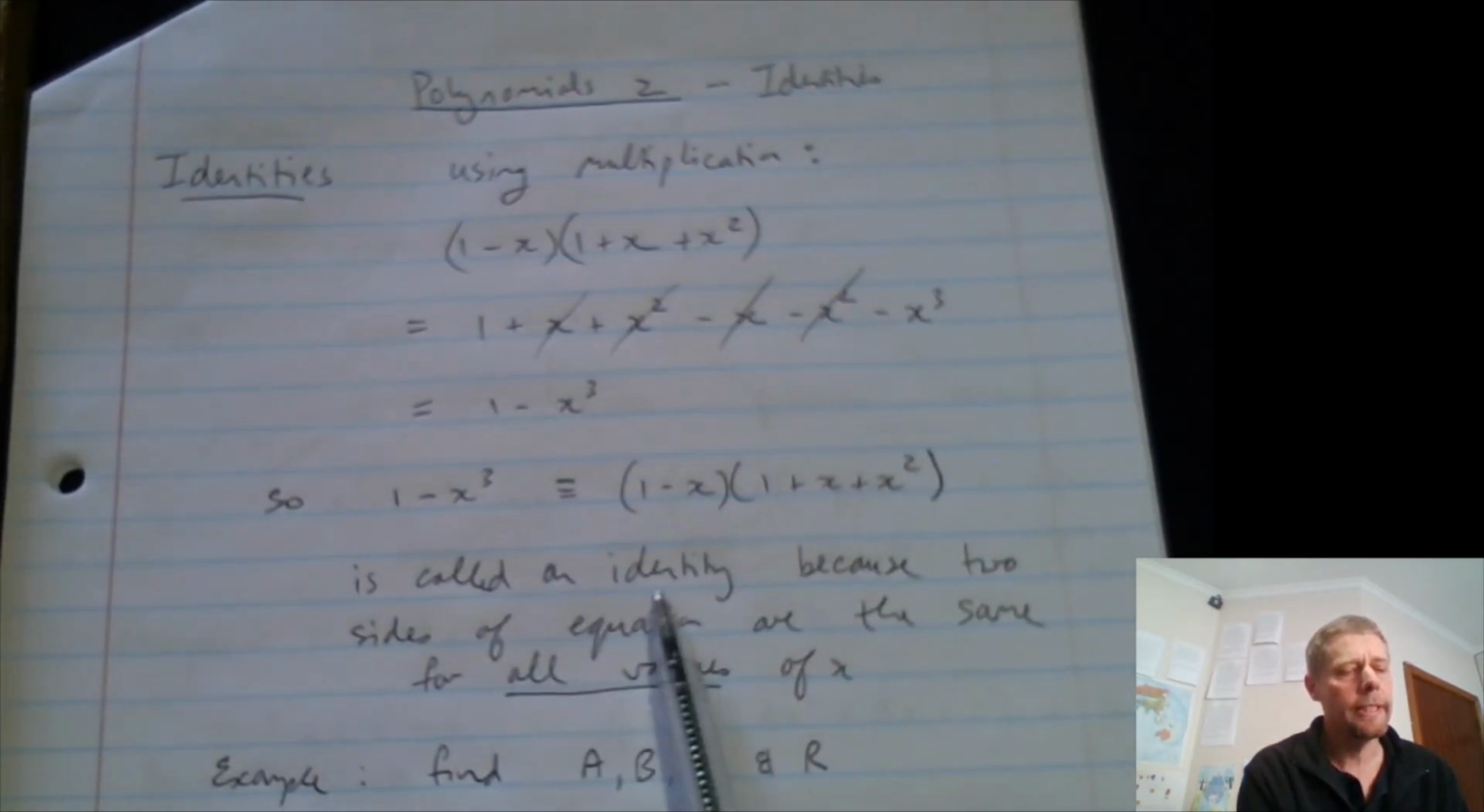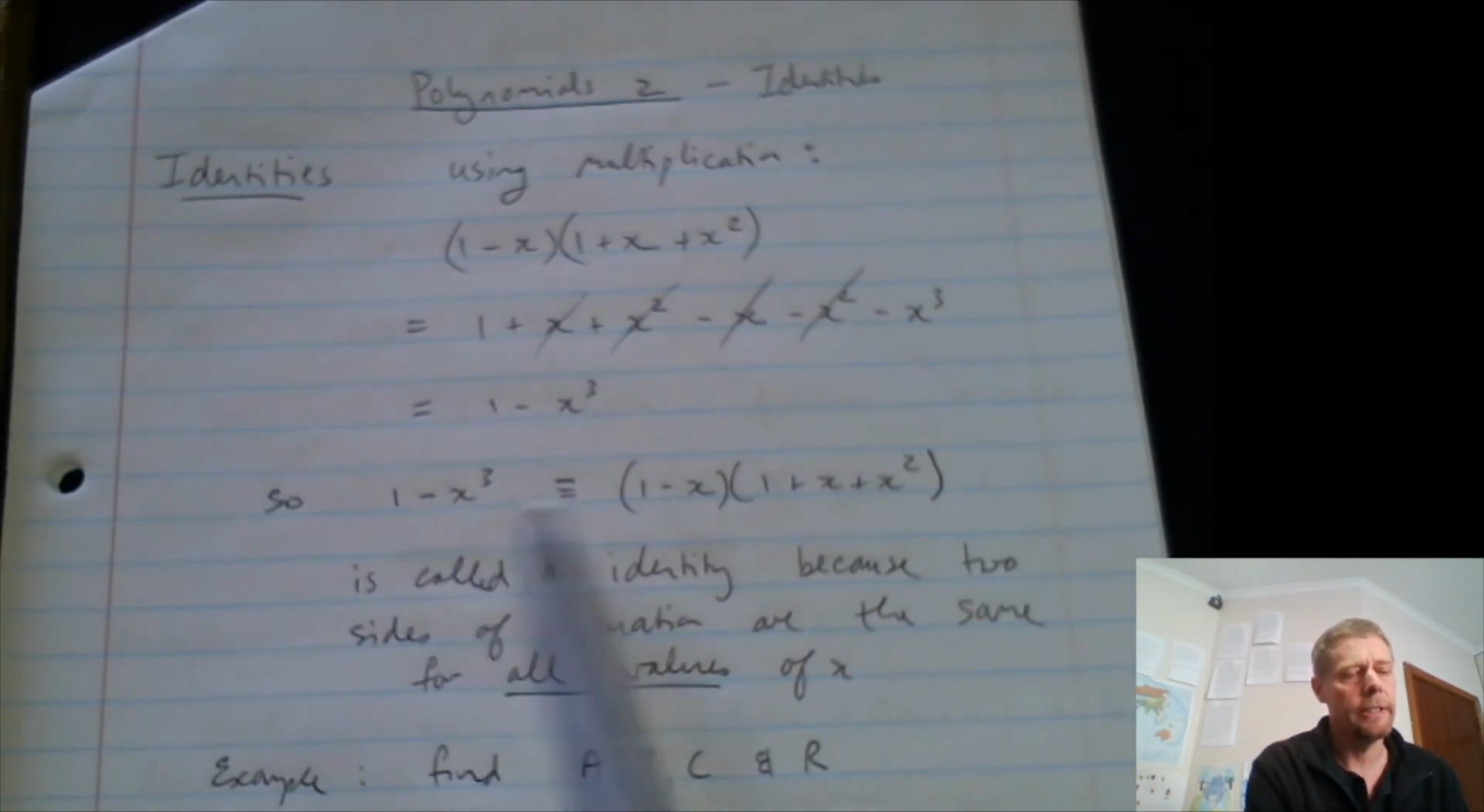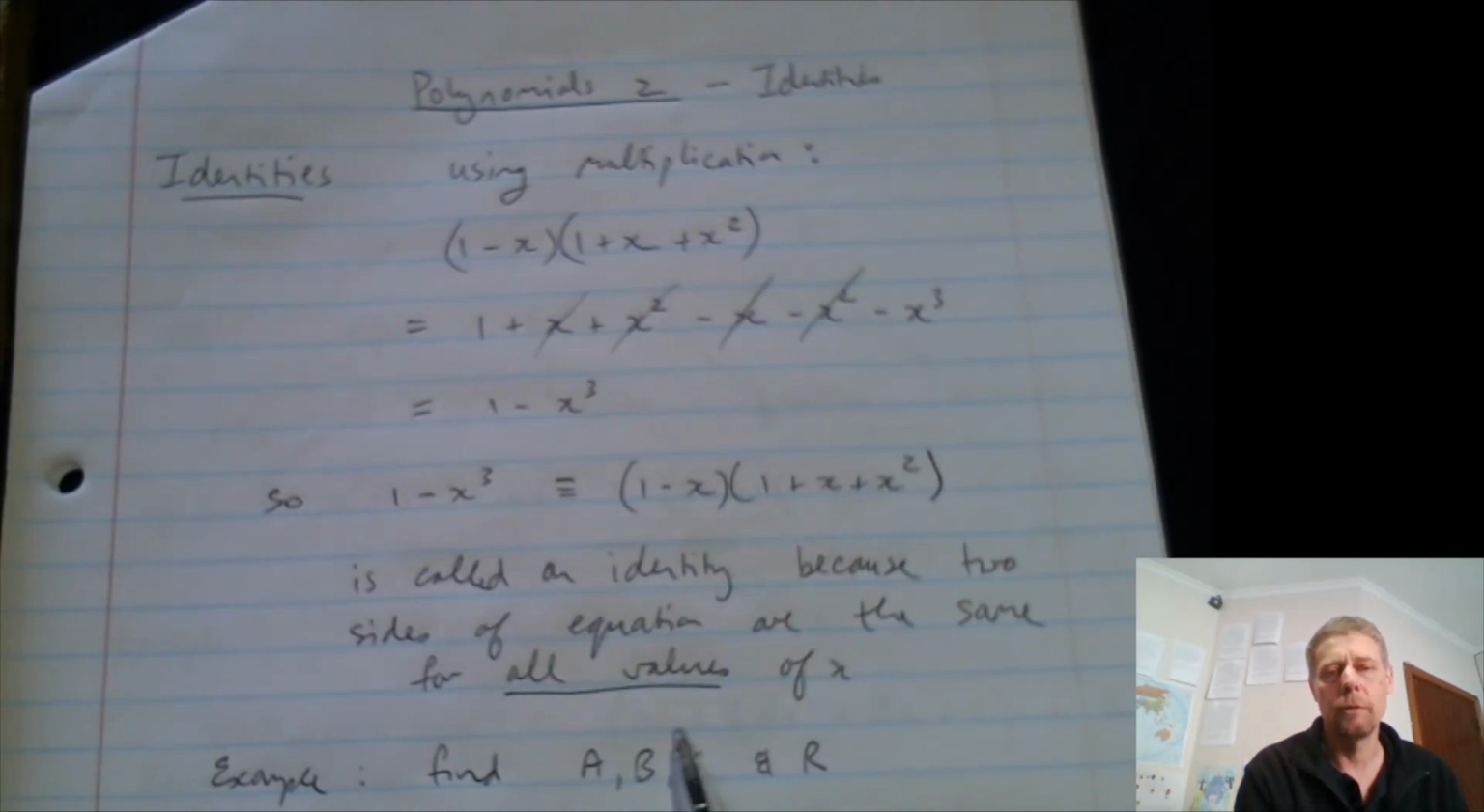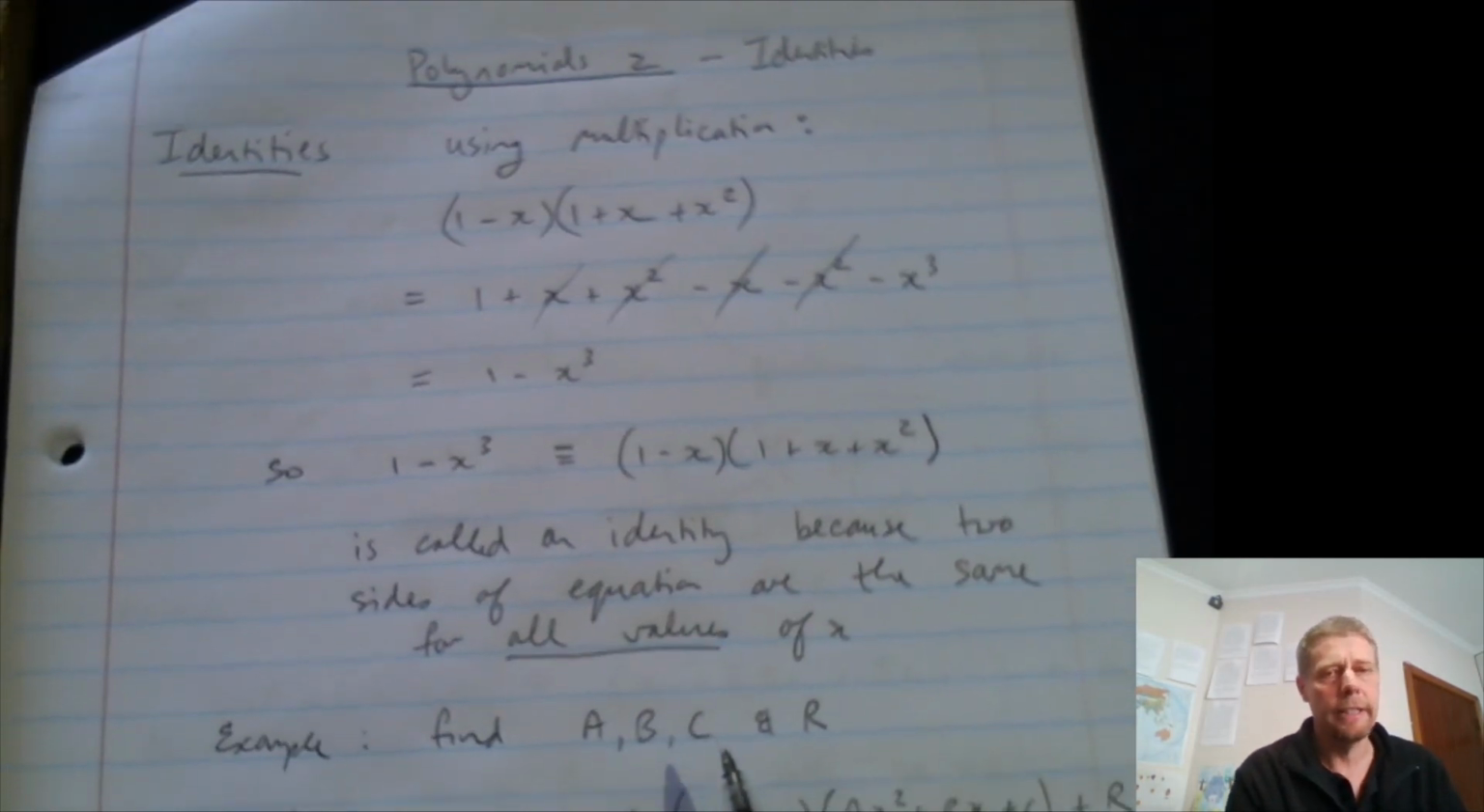Now this is called an identity, because the two sides of the equation are the same for all values of x. It's not as if we solved the equation and found a value of x. These are identical. They mean the same thing for all values of x. And here's another example.